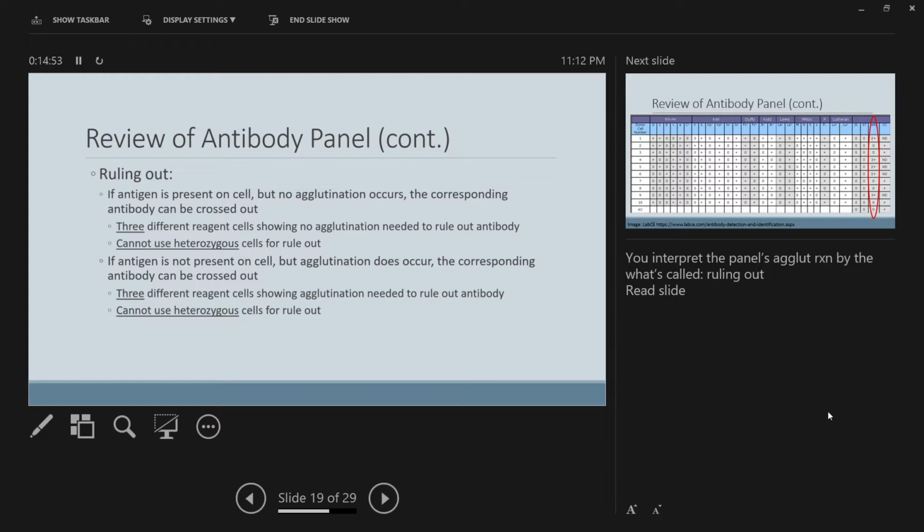Similarly, if the antigen is not present on the cell, but agglutination does occur with the serum, then the corresponding antibody can also be crossed out. And again, you need 3 different reagent cells showing agglutination in order to rule out the antibody. And you cannot use heterozygous cells for the rule out.